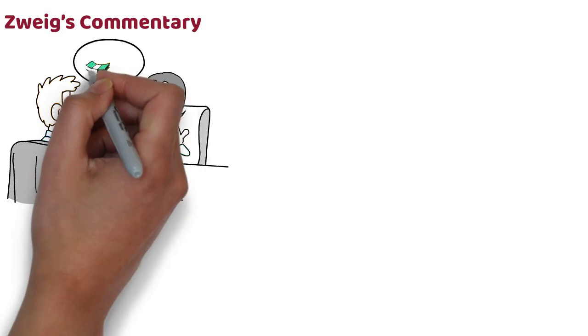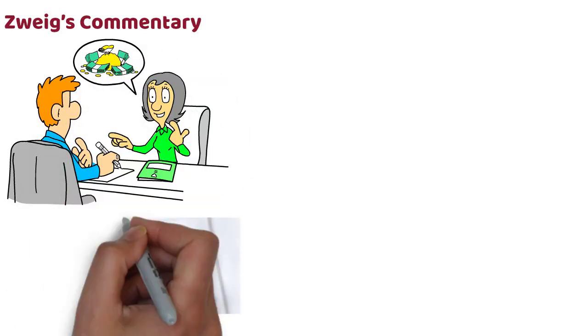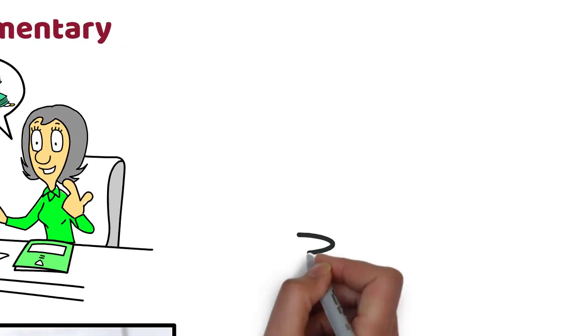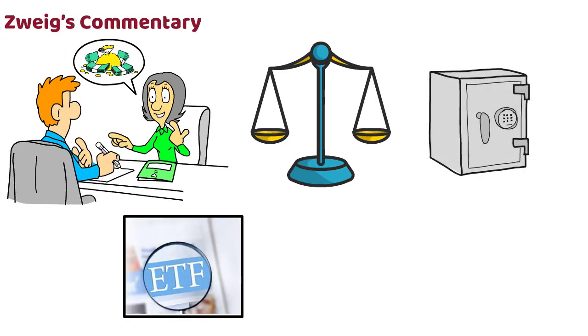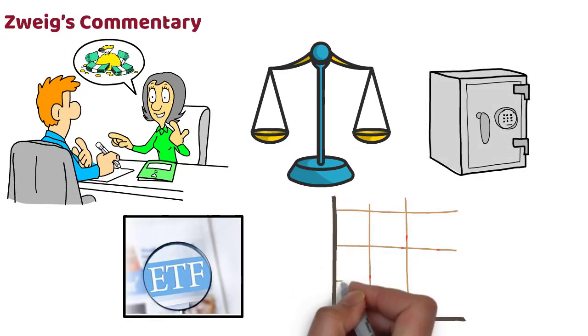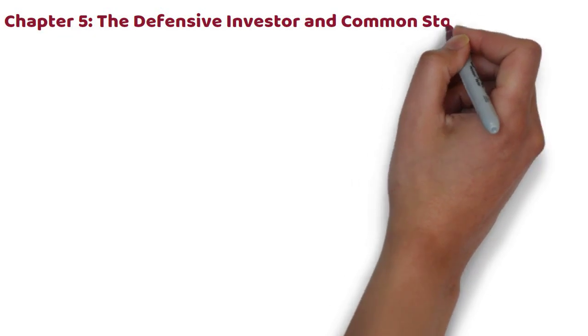Zweig discusses how modern defensive investors might approach asset allocation, suggesting the use of low-cost index funds and ETFs for diversification. He also emphasizes the importance of regularly rebalancing the portfolio to maintain the desired asset allocation, especially in volatile markets.